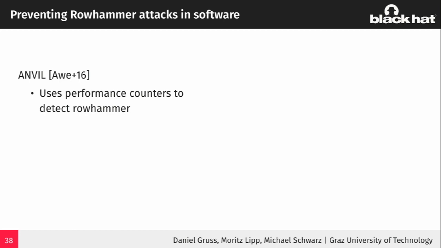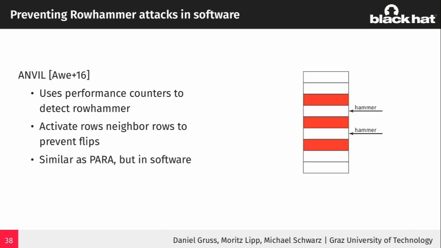Then maybe we might want to go back to the performance counters and detect the Rowhammer attack. If we have a lot of cache misses, then we activate neighbor rows. So it's a similar thing as the stuff in hardware, but in software. Okay, this was also from 2016.